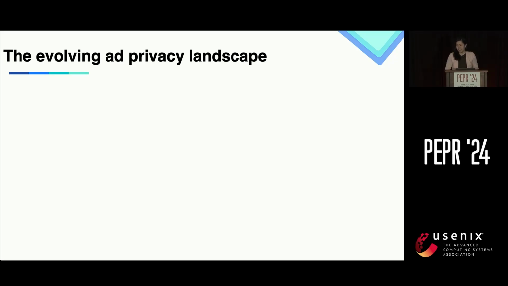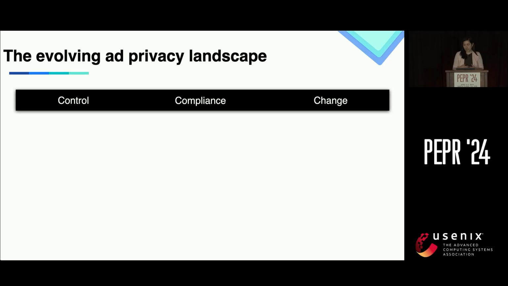And as I talked about in the previous example, these are how online advertising works. It's more like a toy example. But as you can see, it involves a lot of tracking of users on different platforms and combining these data together. But as the days have changed, now we are seeing a shift towards a more privacy-preserving ad landscape. So this is characterized by three aspects. I call it control and compliance and change.